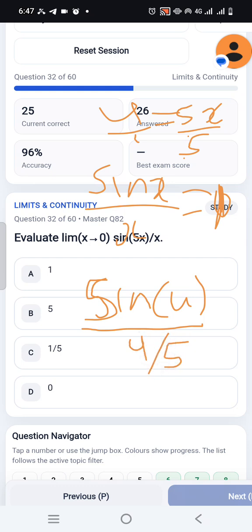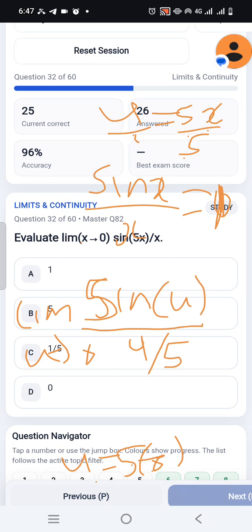Then I will have to change my limit. When x tends to 0, u tends to what? So u is actually 5x. So when x is equal to 0, u is 5 times 0, that is 0 as well. So u also tends to 0. So I can find the limit as u tends to 0 of this. Do you get it? So sin u all over u divided by 5.